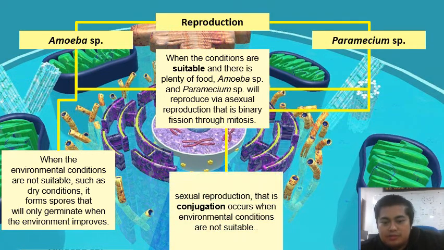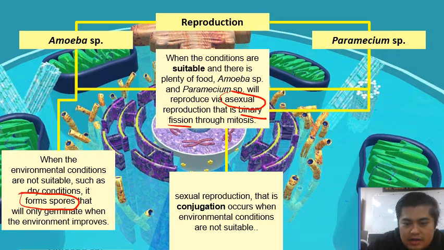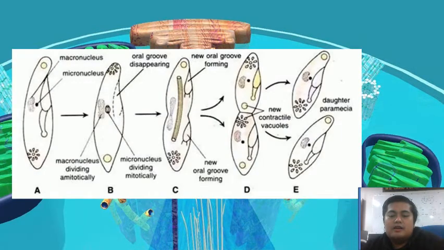Manakala untuk paramecium pula, dia akan melakukan sexual reproduction, which is called conjugation, occurs when the environment condition is not suitable. So dengan kata lain, bila keadaan sesuai, kedua-duanya akan menjalankan asexual reproduction, which is binary fission. Tapi bila keadaan tidak sesuai, si amoeba ni tadi akan form spores, manakala yang paramecium akan buat sexual reproduction through conjugation. Ini adalah dua cara-cara dia lah.